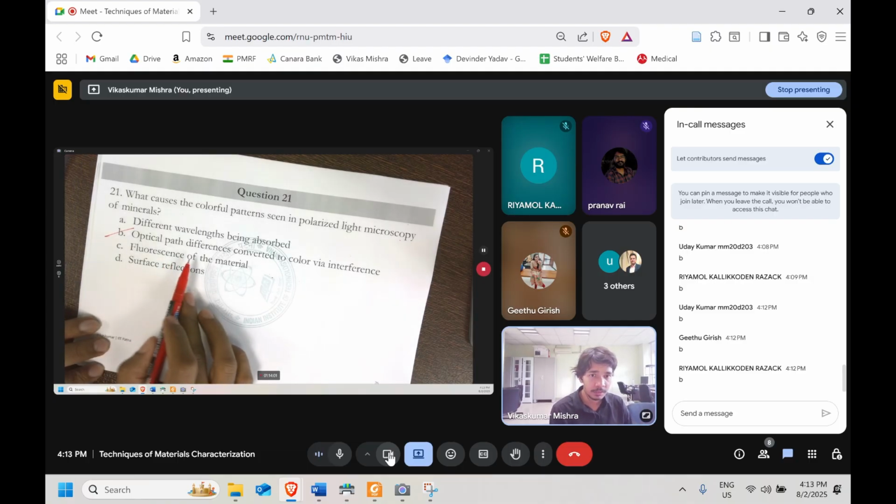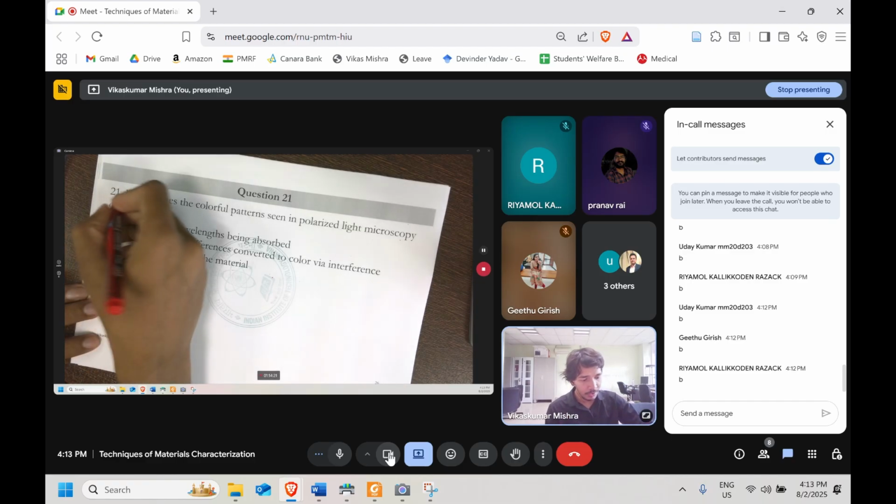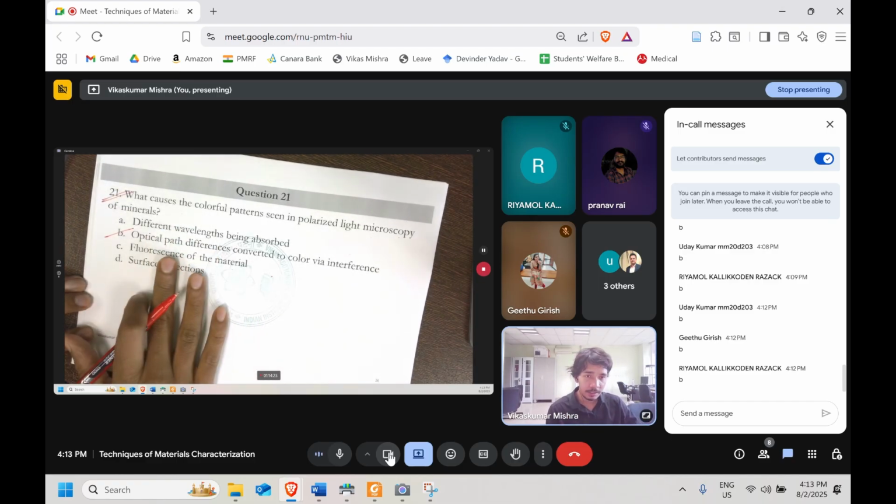The optical path difference. So the polarized light went through the specimen and split into two parts. Now these two parts are collecting the information from the specimen. Different region, different refractive index, different optical path. Now that optical path which we have got is going to be converted through the lambda plate to the color interference. Okay. So very good, guys. The right answer is option B.